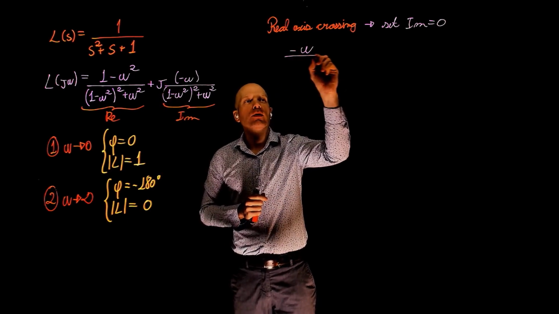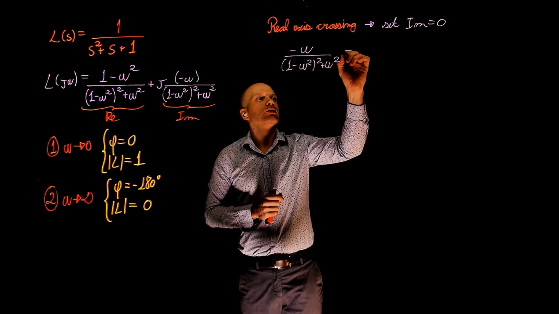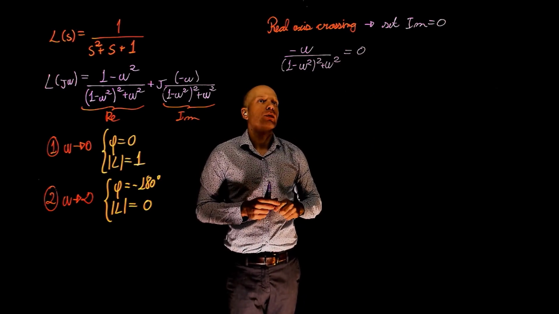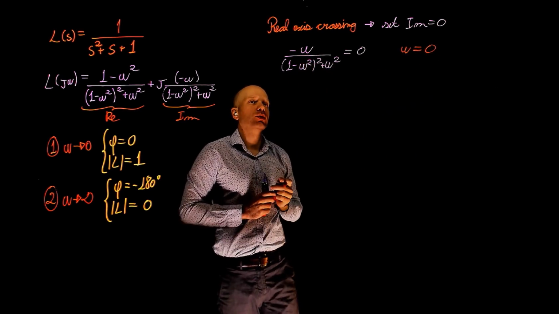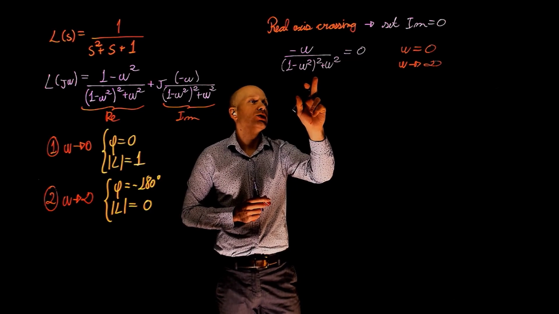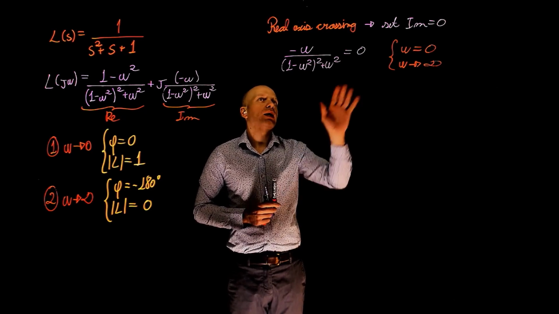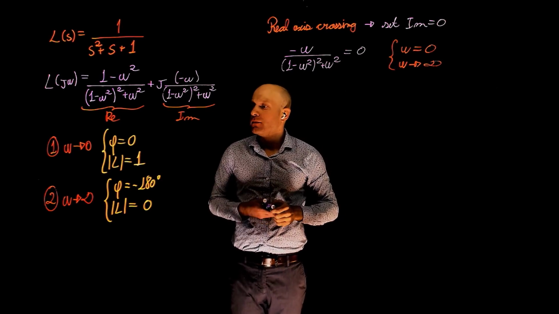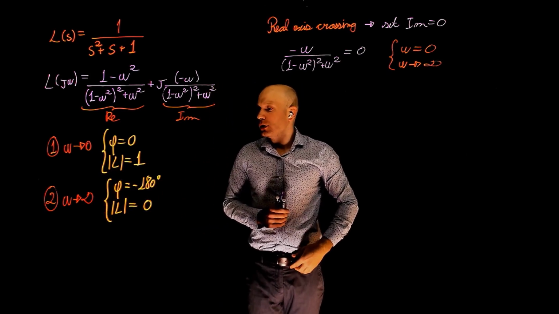So now you have negative omega over 1 minus omega squared plus omega squared equals to 0. What values of omega will make this tend to 0? Two values. If omega is 0, the numerator is 0, the entire function goes to 0. And if your omega tends to infinity, the denominator is very large, which will also make the entire function tend to 0. So the real axis crossing will occur when omega tends to 0 and when omega tends to infinity, which is the same we calculated here.